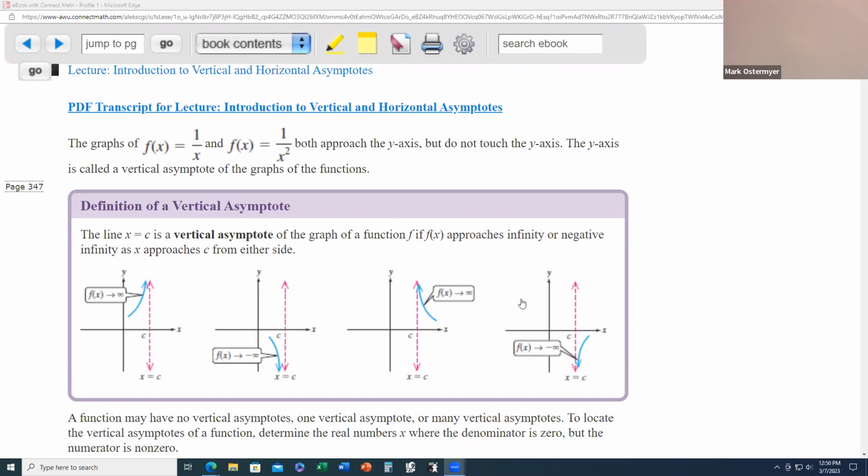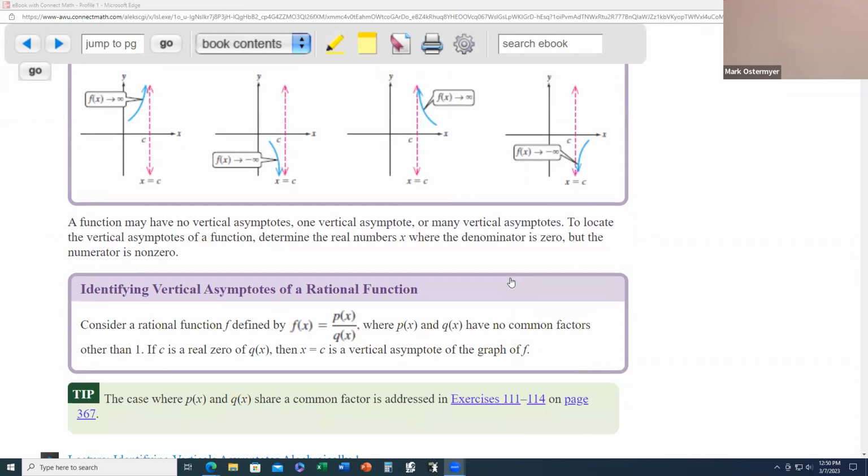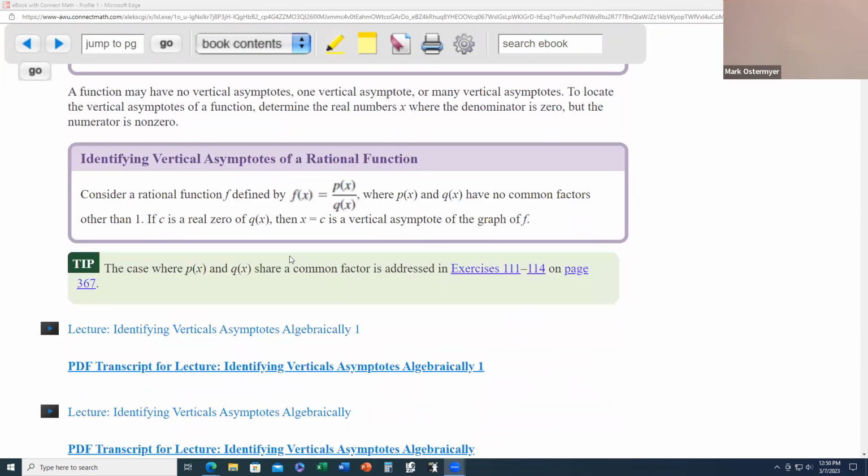All right, so that's what a vertical asymptote is. How do we find vertical asymptotes? Well, we find vertical asymptotes by setting the denominator of a rational function equal to 0 and then solving the equation. That's how we locate where vertical asymptotes hang out, because it's at vertical asymptotes that rational functions are undefined. So that's why the graph of a rational function will never touch or cross a vertical asymptote anywhere.